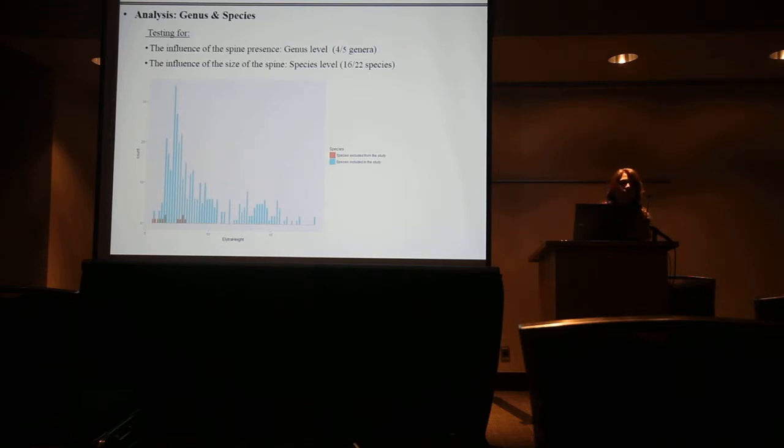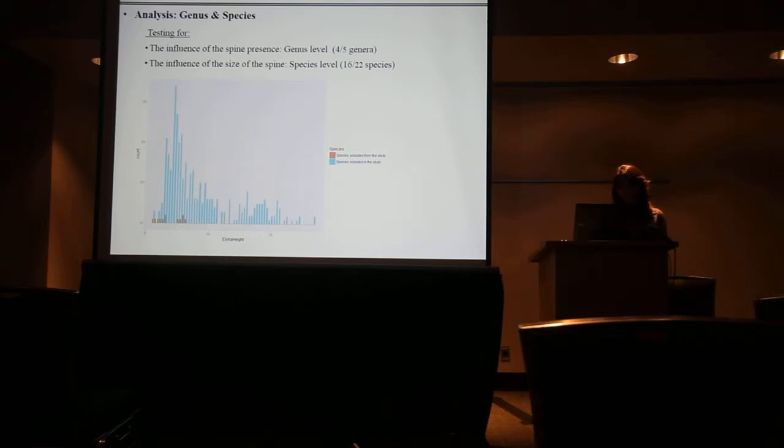I tested at the genus and species levels. At the genus level, to understand whether the presence of the spine would make a difference in the distribution. And at the species level, to understand whether the size would matter, I used only the species that actually have the spine.